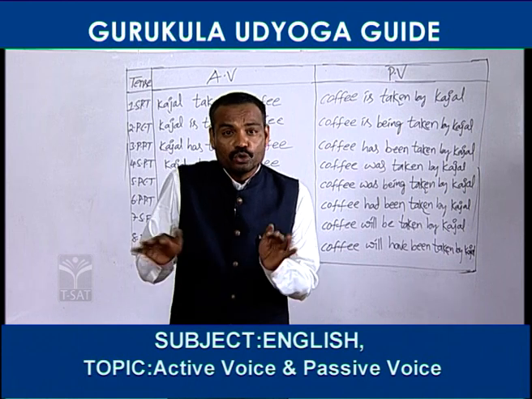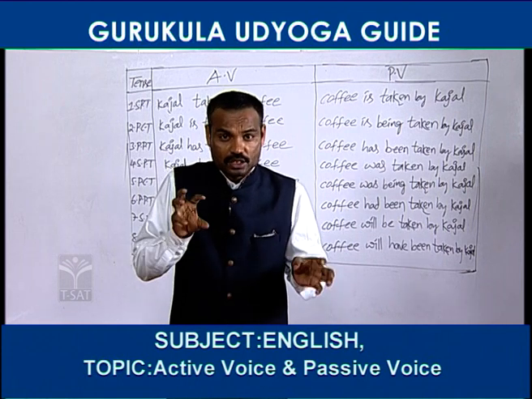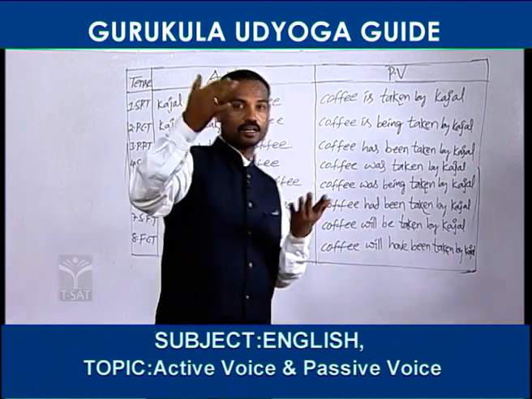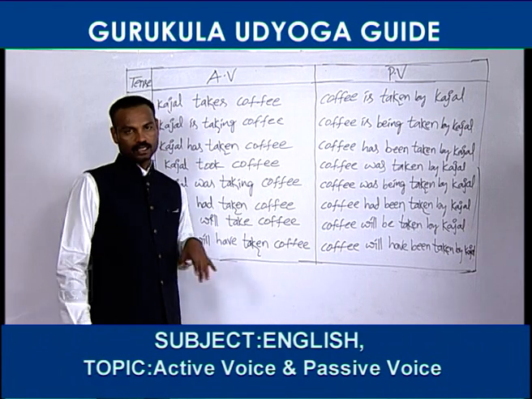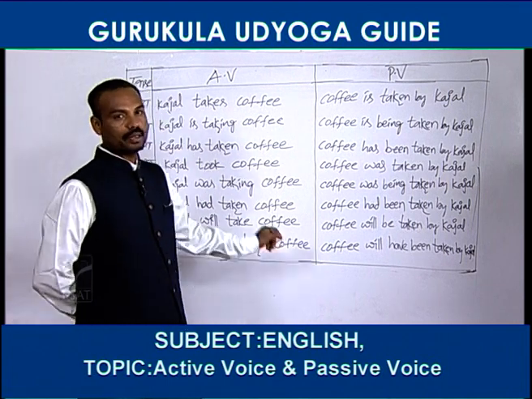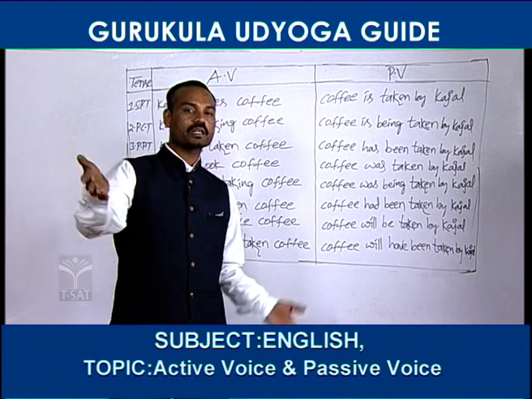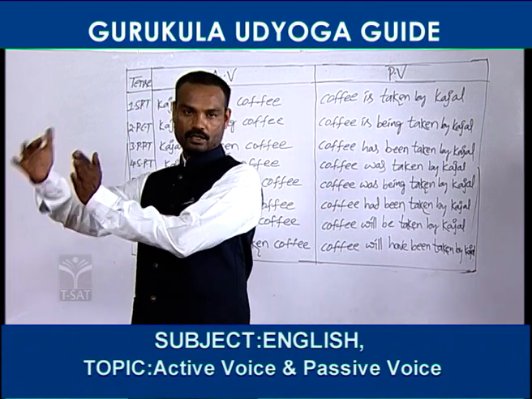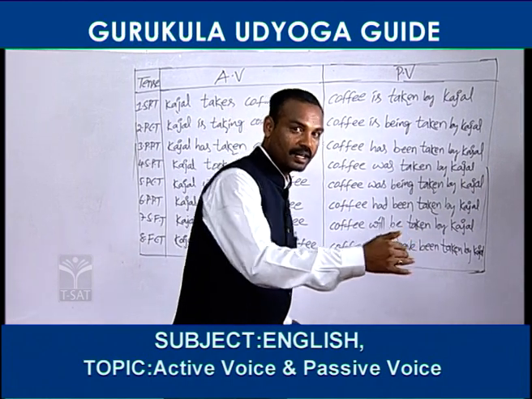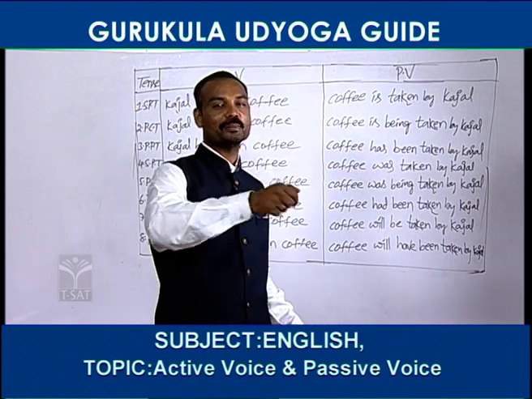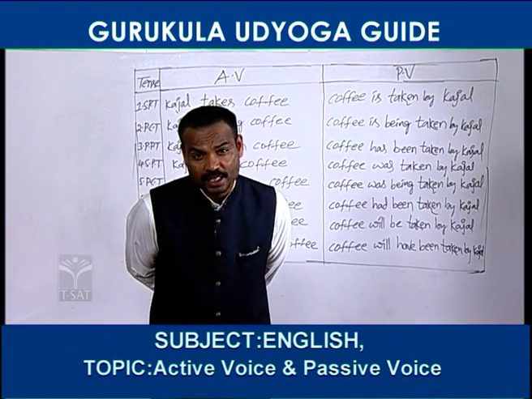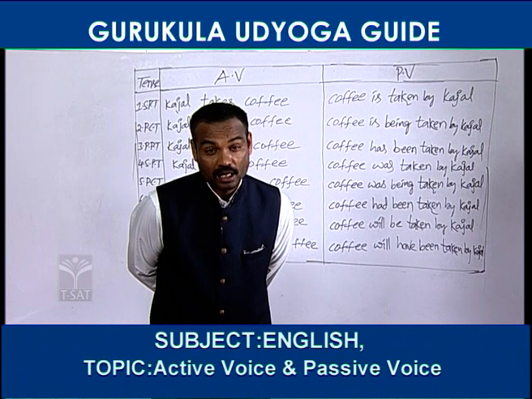Then you came to know how to find out a past perfect tense. Then shall we learn how to change past perfect tense active voices into passive voices? Kajal had taken coffee. It is active voice. Let's change into passive voice. Where is the object? Coffee is the object. Start the passive voice. Coffee, next had, next been, next taken by Kajal. Correct. Coffee had been taken by Kajal. 100% right answer, and what a beautiful answer. So here you have used been in the passive voice.